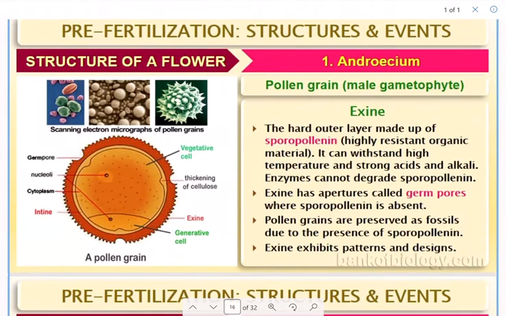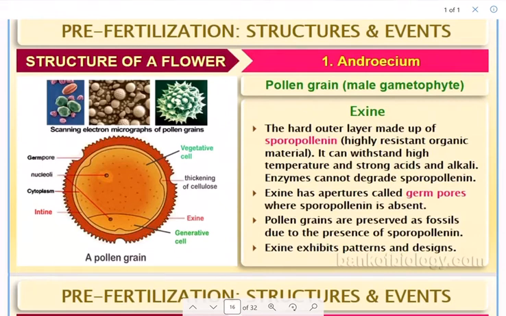Exine has apertures called germ pores, meaning some hole-like structures will be there. They are called germ pores where sporopollenin is absent. And there is a significance for that. Pollen grains are preserved as fossils due to the presence of sporopollenin.